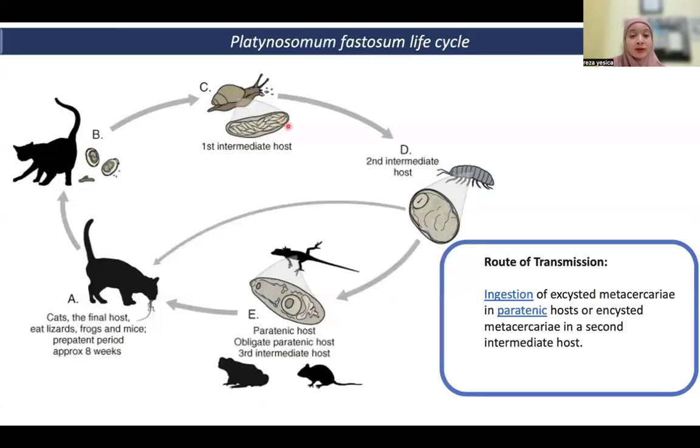This is the life cycle of Platynosomum fastosum. From cats, the feces especially are ingested by snails, and then this is from a bug maybe. In the bugs, they will develop into metacercaria, and this bug will be ingested by a paratenic host or intermediate host. It becomes adult or metacercaria, and after that it will be eaten by a cat. And the prepatent period of this infection is approximately 8 weeks after ingestion.